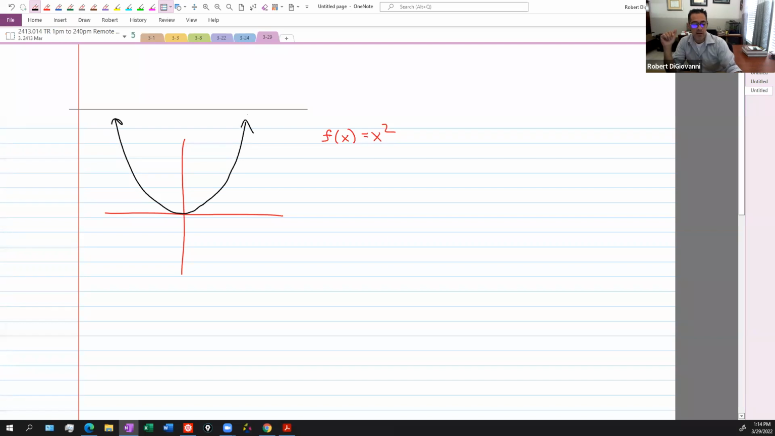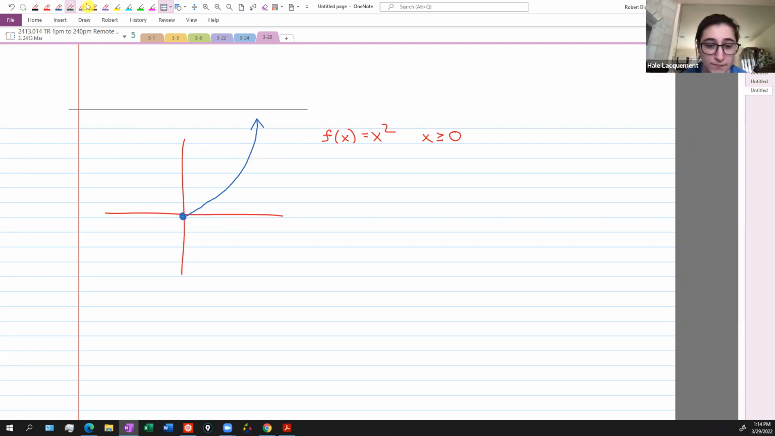What if, instead of taking that parabola, f of x equals x squared, and drawing the whole thing, I only draw half of it? In other words, let me only draw this function for x bigger than or equal to 0. Then the graph would just be the right side of the parabola. Now, if you look at this right side only, does it pass both the vertical and horizontal line test? Yes. So it should have an inverse. And the inverse, in fact, would be the square root of x.